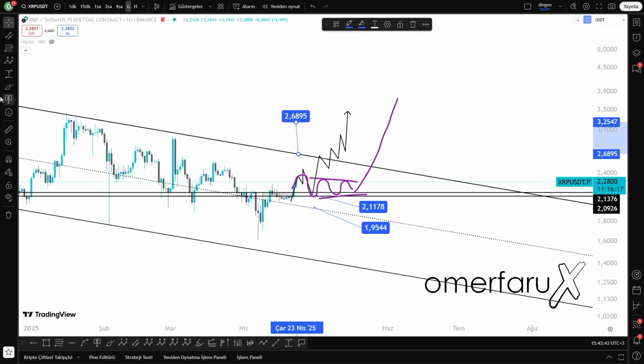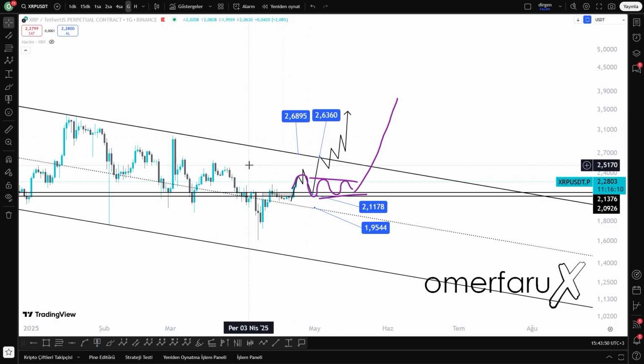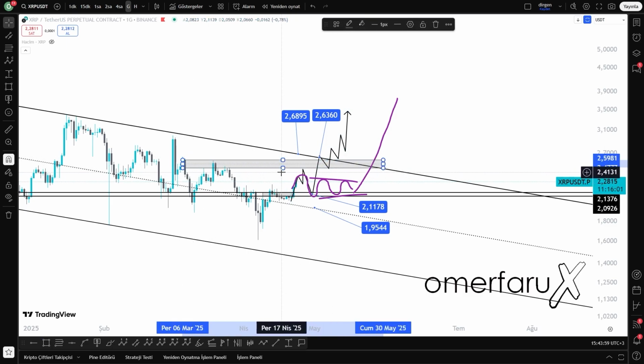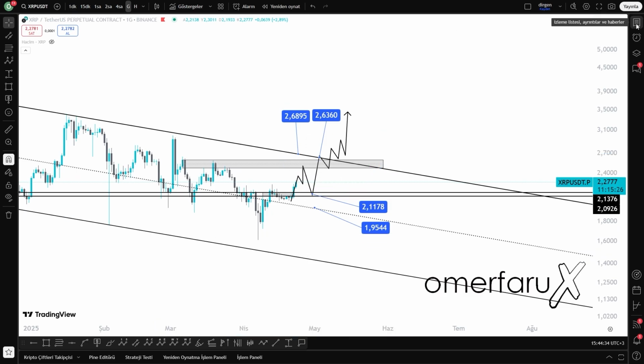That corresponds to the levels here for us. You can see the resistances here. So I think these sections will work as resistance for us. I still think that long liquidations in Bitcoin are not taken. So it's not a good thing to think of every exit as a new bull.